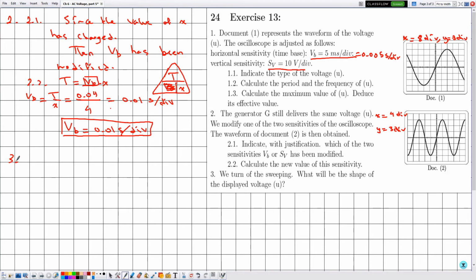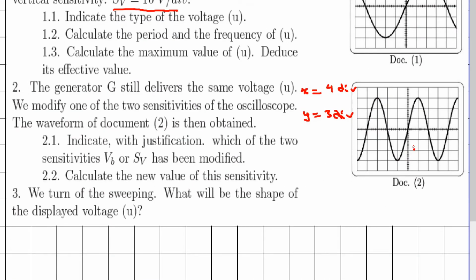Finally, the last part, which is part 3: we turn off the sweeping. Before we continue, what is the sweeping? The sweeping is the motion of this curve, which is responsible for the shape of the curve being sinusoidal. Whenever we stop the sweeping, the curve will not move anymore. They are asking me what will be the shape of the displayed voltage. We know that if the sweeping is off, this will not move anymore, but it will continue to change from positive to negative, like this, but without moving from left to right.